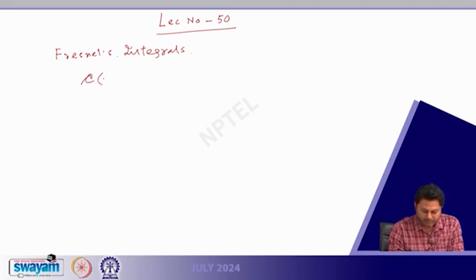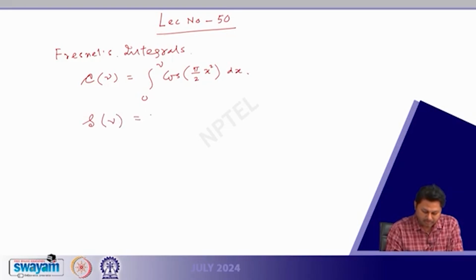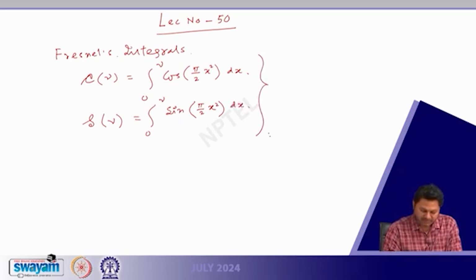C of nu is equal to integral 0 to nu cos of pi by 2 x square dx, and S of nu is integral 0 to nu sin of pi by 2 x square dx. By definition, that is the thing.